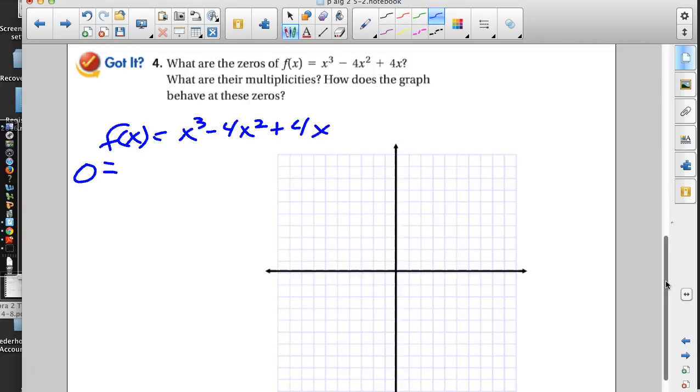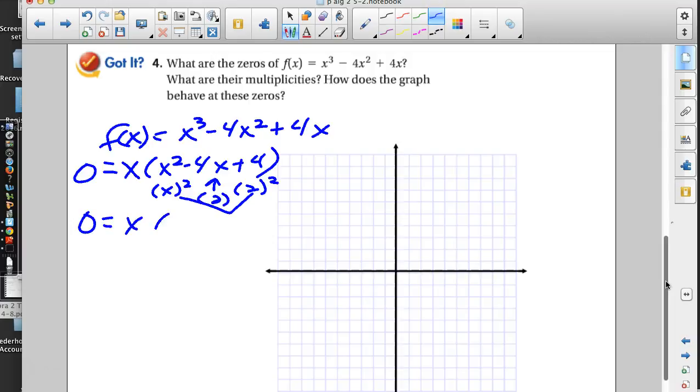Anything we can take out all of them this time? X. Okay, that just might be a perfect square trinomial. Let's check it out. This is x squared, and this is 2 squared, and if you multiply those and double them, hey, you're going to get 4x. Cool. So it'll be x, and then it'll be x minus 2 squared. Well, that's going to help us out with our bouncing and crossing business, too.